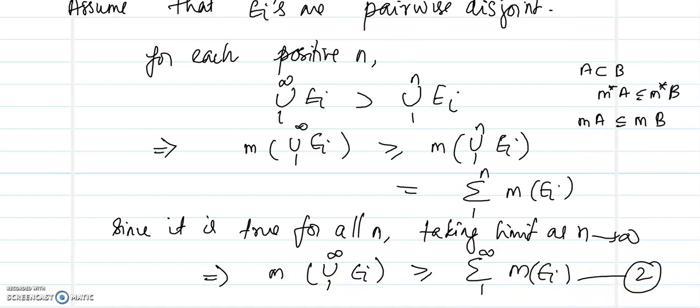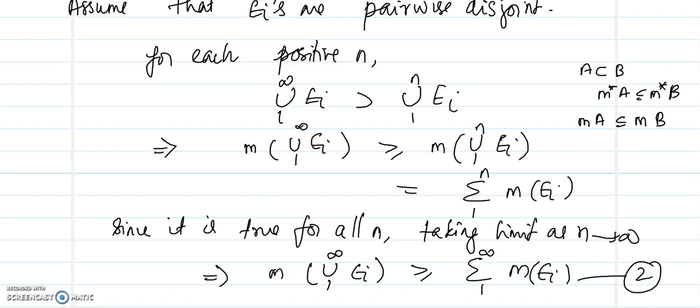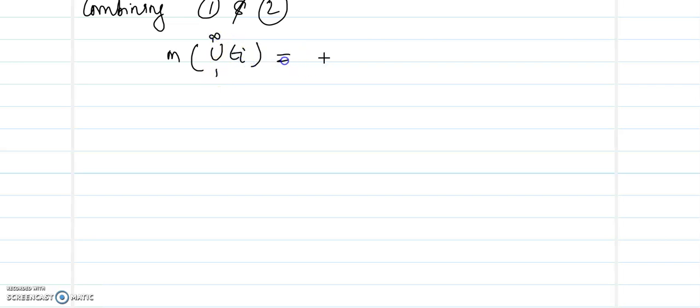Now combining both the results. The first result we got was M of union E_i will be less than or equal to summation M of E_i. So combining both, we will get the required result. Combining 1 and 2, we get M of union 1 to infinity E_i equal to summation 1 to infinity M of E_i. So that is the proof of the first proposition.